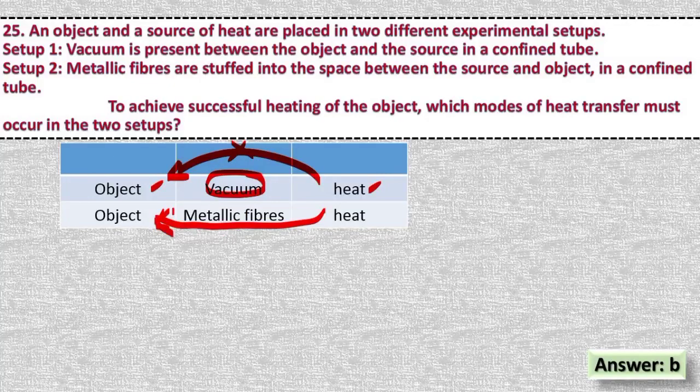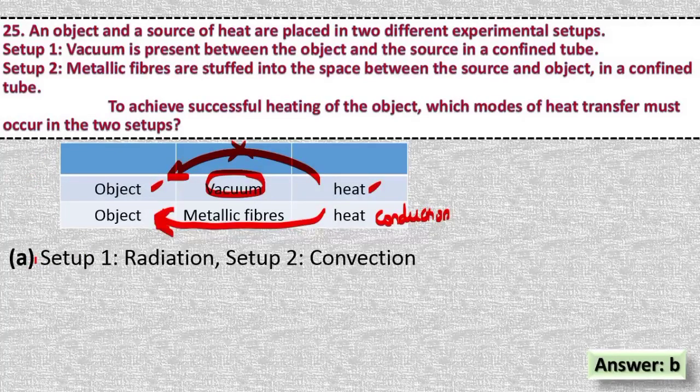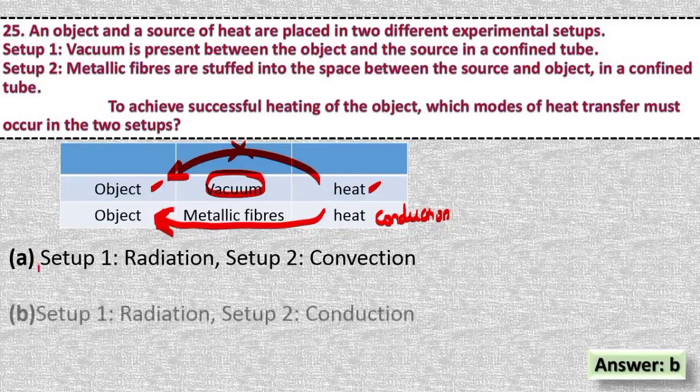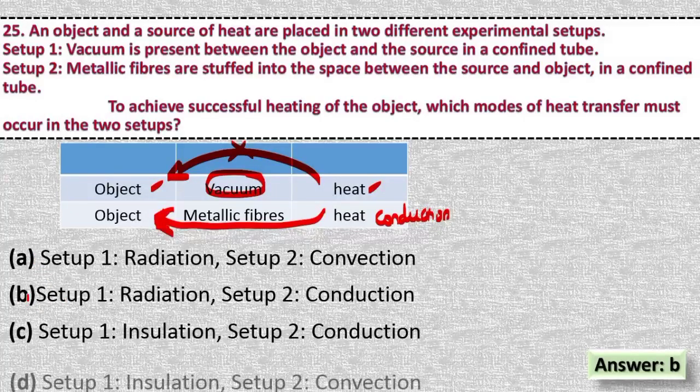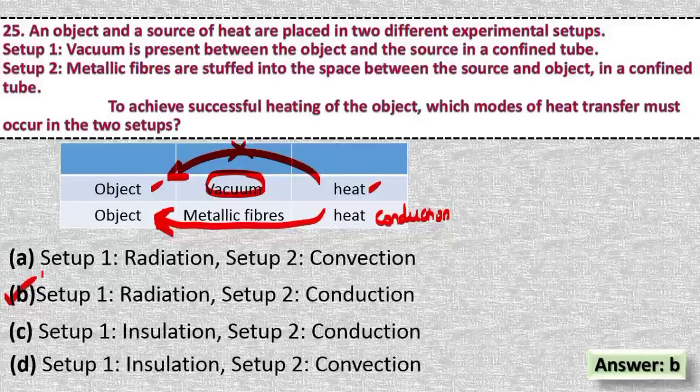But in case of the second setup, heat will be transferred to the other object through the metallic fibers by the mode of conduction. In the first setup, the heat will be transferred through radiation. So what we can conclude is that in setup 1 heat transfer will happen through radiation, and in setup 2 the heat transfer will happen through conduction. See those options. Option B is the correct one. Setup 1 is through radiation, setup 2 is through conduction. The correct answer is B for this question.